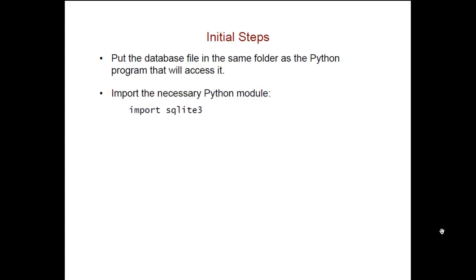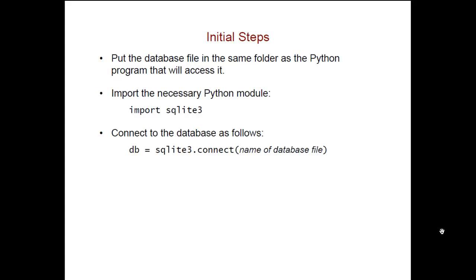Then we need to import the necessary module. The name of that module is sqlite3, and so we're going to begin the Python program with the line that you see here. Then we're going to connect to the database using a function called connect that is in the sqlite3 module. And so we say sqlite3.connect, and then we give it the name of the database file. So for example, if we're connecting to the movie database that we've looked at in previous videos and that we used in some of the problem sets, we would pass in the name movie.sqlite as a string.